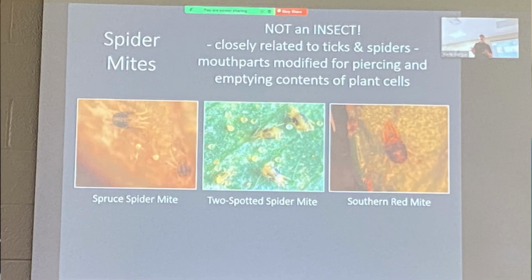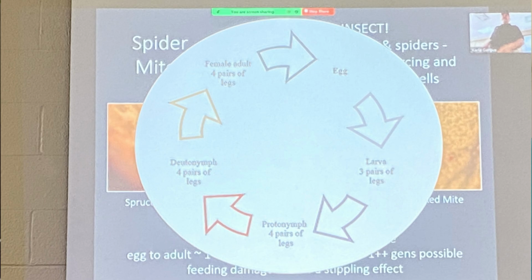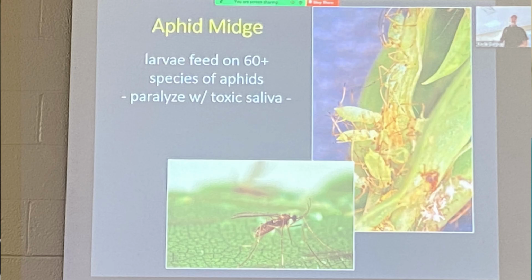Spider mites, not an insect. Closely related to ticks and spiders. Mouthparts modified for piercing and emptying contents of plant cells. Aphid midge. Larvae feed on 60 plus species of aphids, paralyzed with toxic saliva.